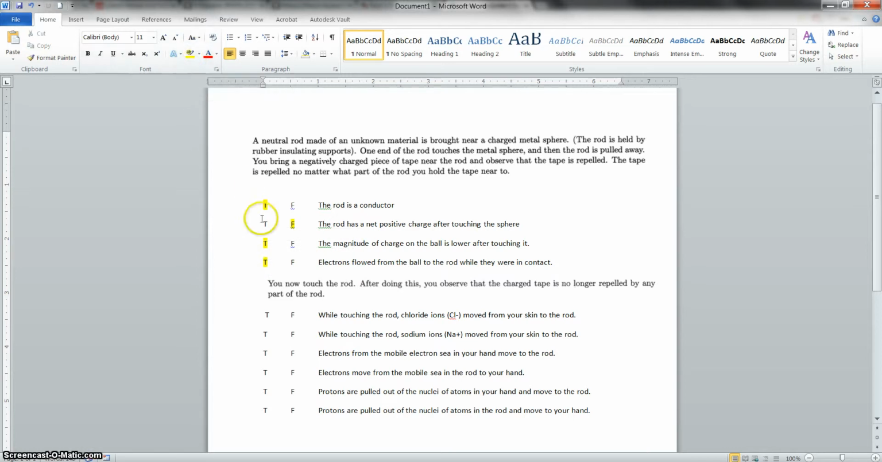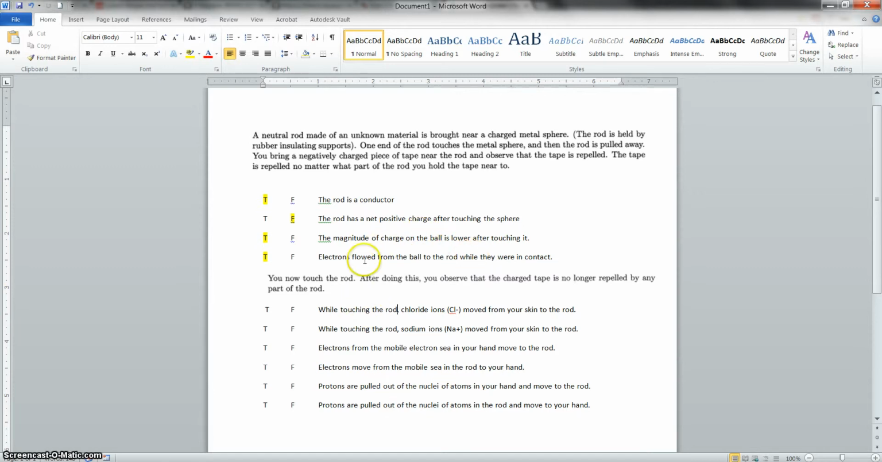So that is true. So now we move into the second part of the question, which is we touch the rod, and after doing so, we observe that the charged tape is no longer repelled by any part of the rod. What that means is essentially you grounded the rod and took all of the excess charge off of it. And so now we're going to look into a little bit of what happened when you touched it.